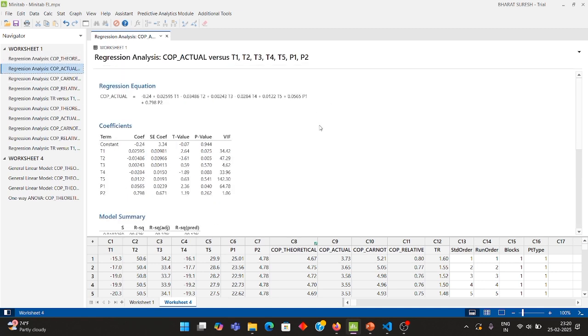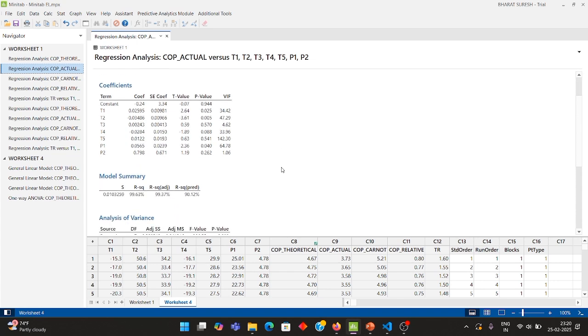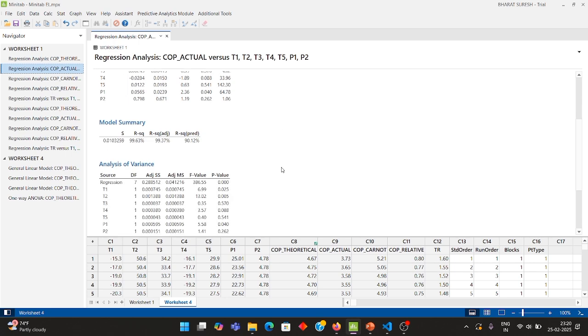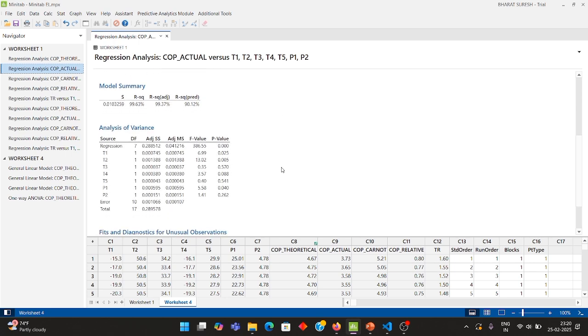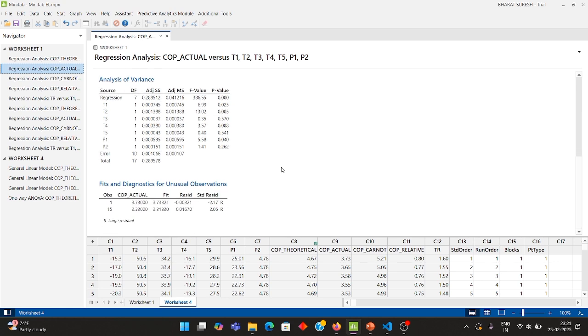Similarly, we have performed the same for COP actual versus T1, T2, T3, T4, T5. The COP actual is given by the following equation. Coefficients have been given along with t values, p values, and VIFs. A model summary of the equation has also been made. This is followed by an analysis of variance, which involves giving the degrees of freedom, sum of squares, mean of squares, F values, and P values. Fits and diagnostics for unusual observations have also been given.